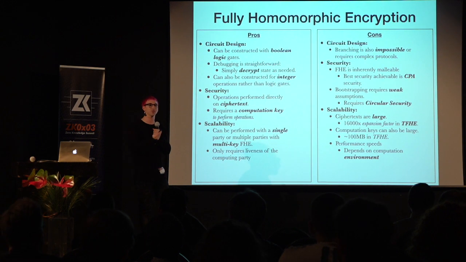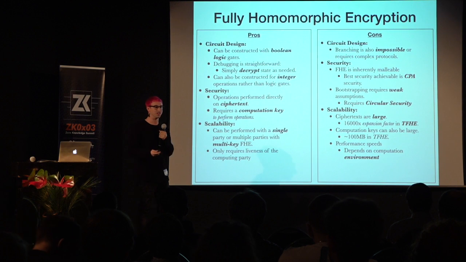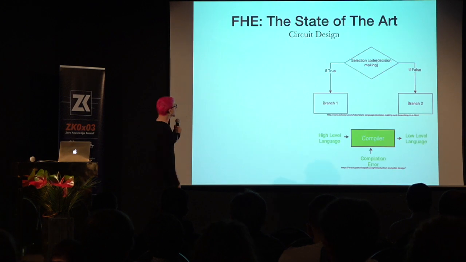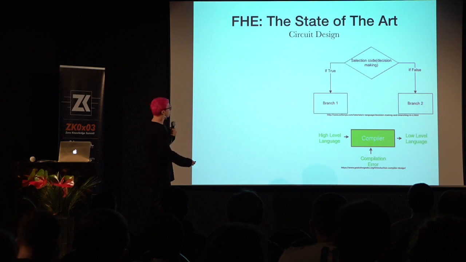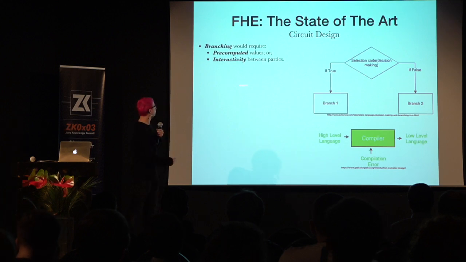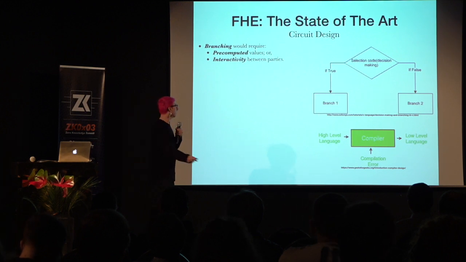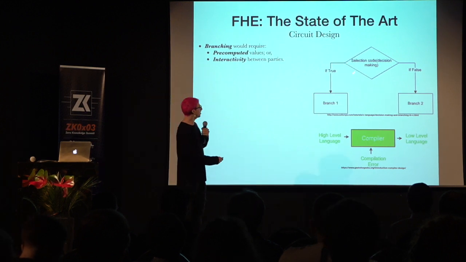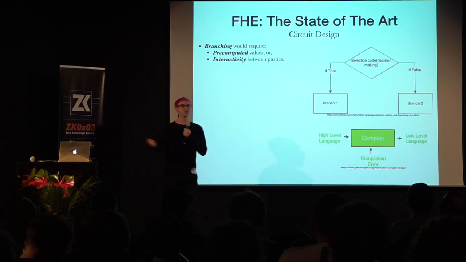There exists great research on how to actually solve this and what we can do to make it usable right now. So we'll go into circuit design. Like I said, branching would require pre-computed values or interactivity between parties. This kind of logic, if true, do this, if false, do this, is absolutely not possible.